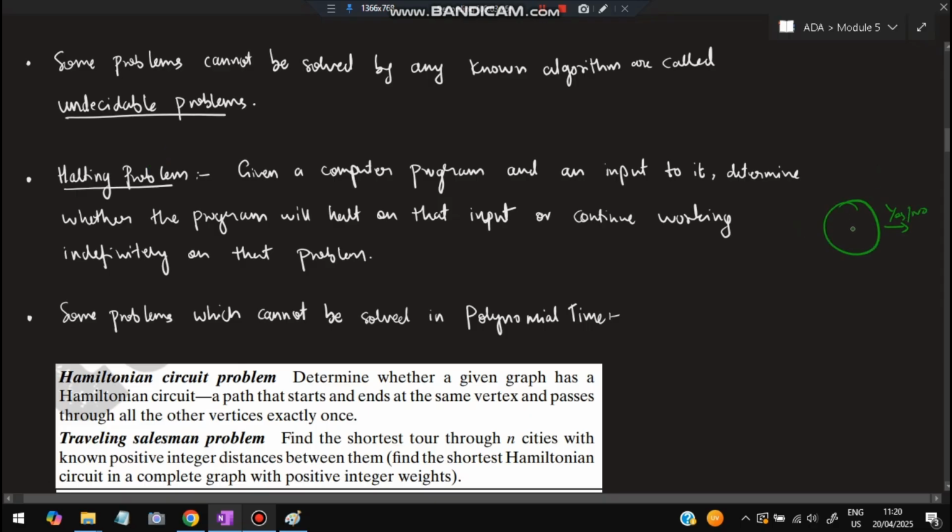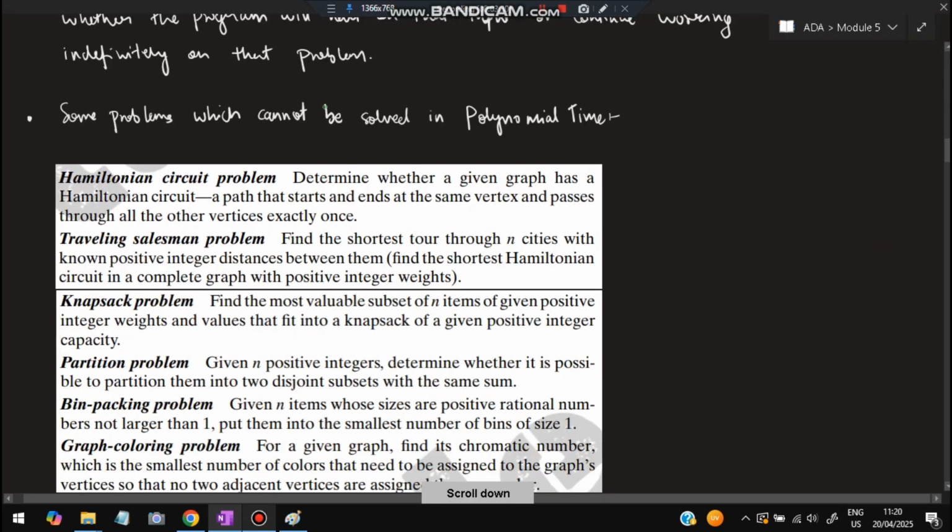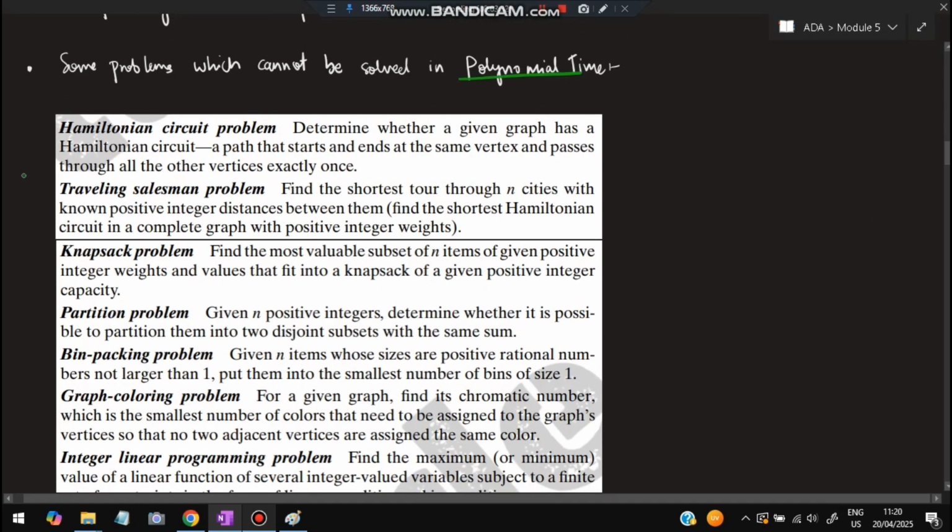That is called a normal program, which is the halting problem. Next, some problems which cannot be solved in polynomial time. Examples are the Hamiltonian circuit. In a Hamiltonian circuit, we have some nodes, and you have to traverse all the nodes without repeating any node and reach the last node, which is the first node you started from.